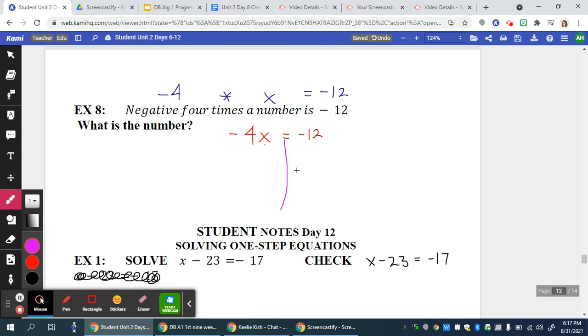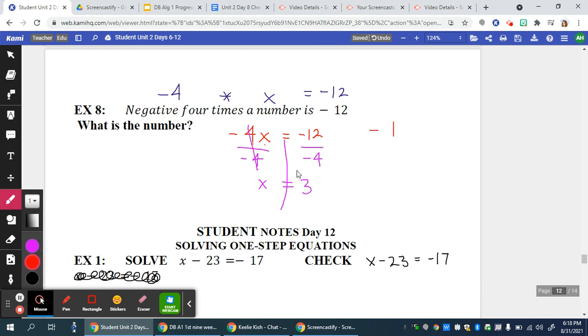And now we solve. Inverse operation of multiplication is division. This cancels each other out. X is equal to negative 12 divided by negative 4. A negative and a negative makes a positive. 12 divided by 4 is 3.